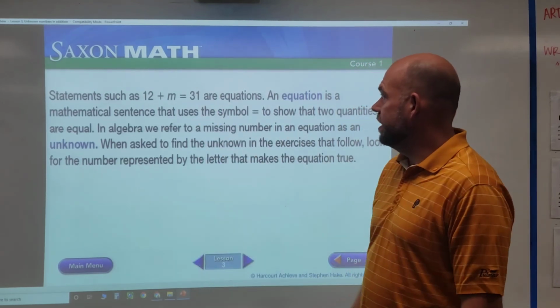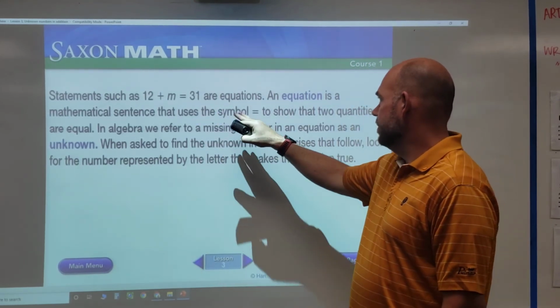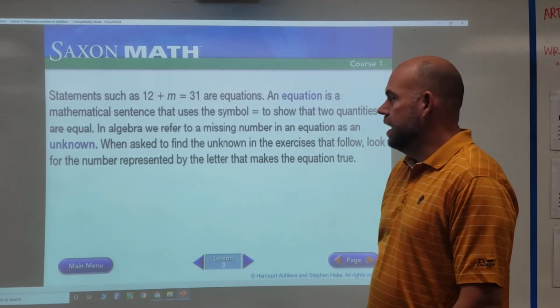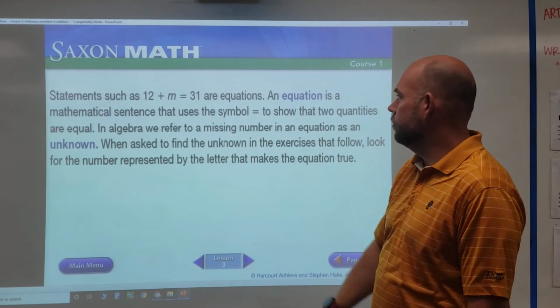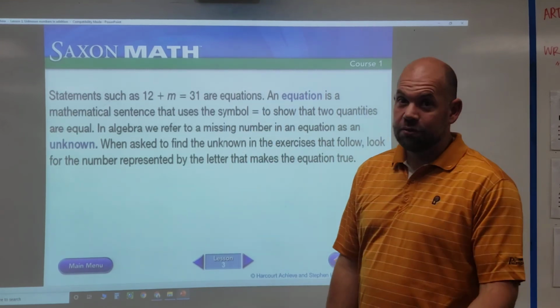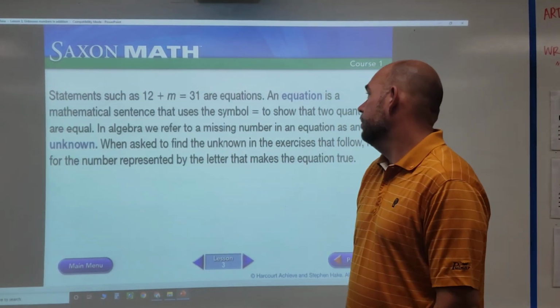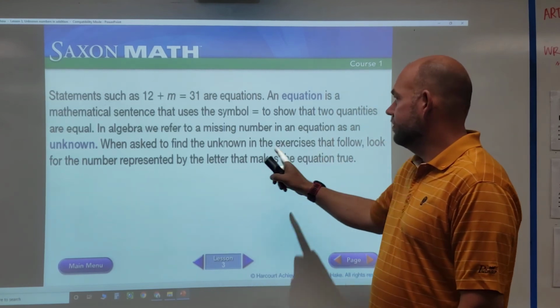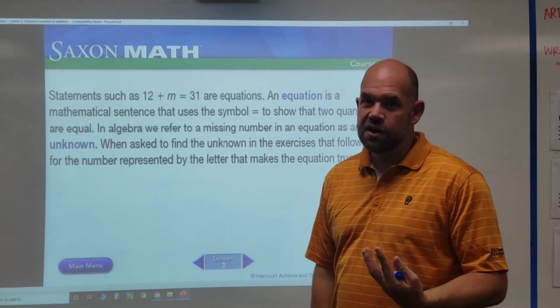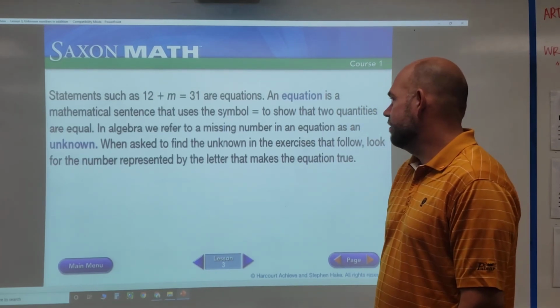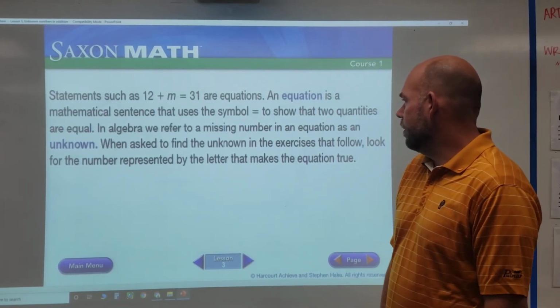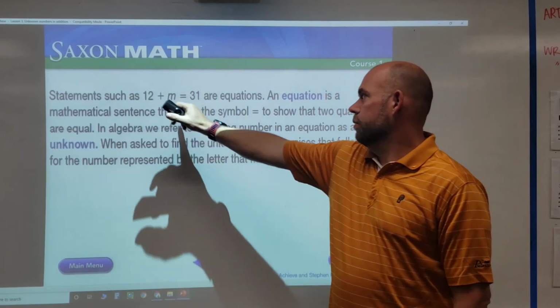Finally, just statements such as 12 plus m equals 31 are equations. And an equation is a mathematical sentence that uses the symbol equal to show that two quantities are equal. In algebra, so we're starting to think about algebra now, we're referring to a missing number as an unknown. So I call it the unknown variable. When asked to find the unknown in the exercises that follow, look at the number represented by the letter that makes the equation true, in this case m.